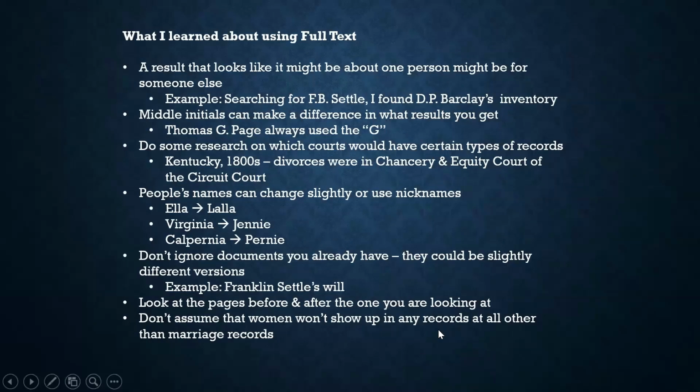So from doing all of this family research, I learned some new tricks about searching full text. A result that shows up, you might think it's about one person, but when you click on it, it might actually be for someone else. So for example, when I was looking for her brother, Franklin B. or F.B. Settle, that's actually how I found D.P. Barclay's inventory, because Franklin, I guess, owed him some money and was on there. Middle initials can make a difference.